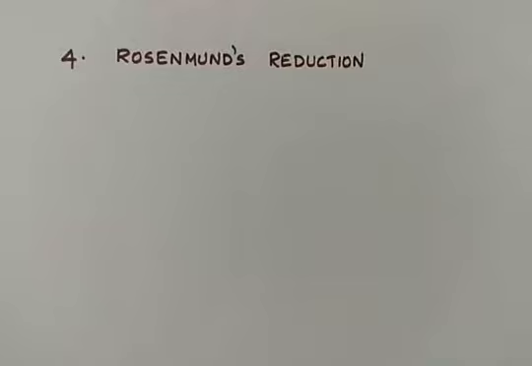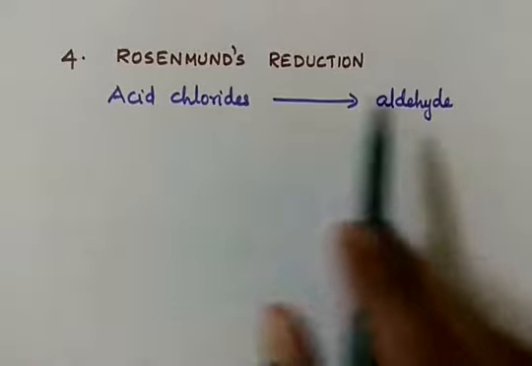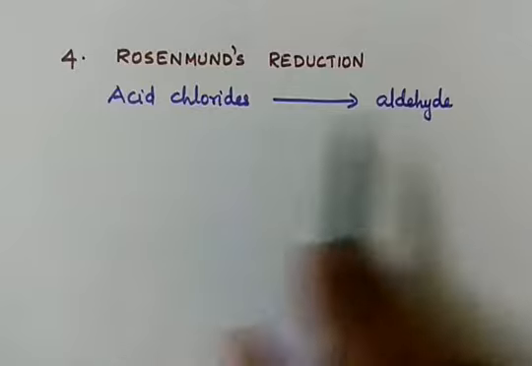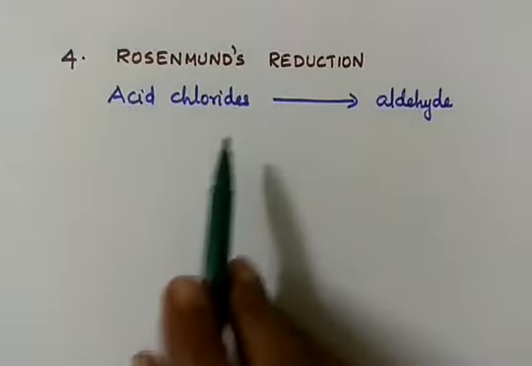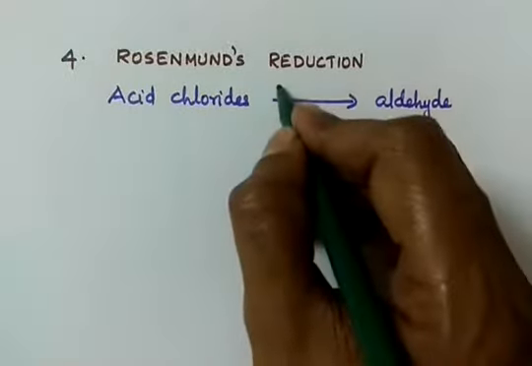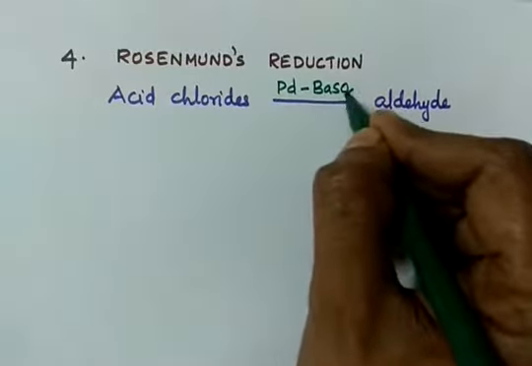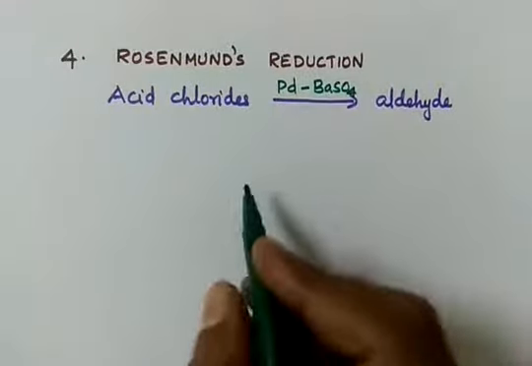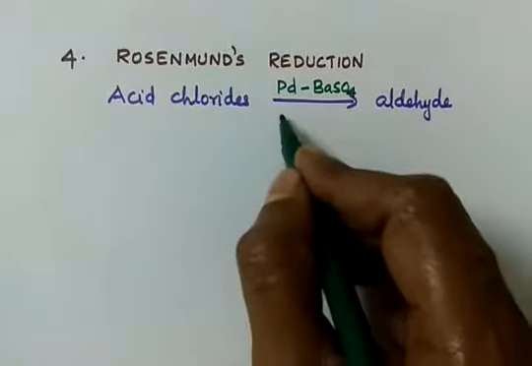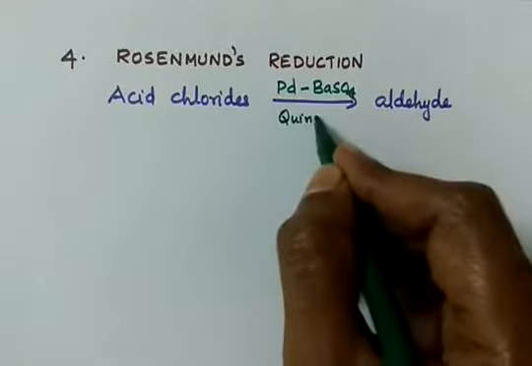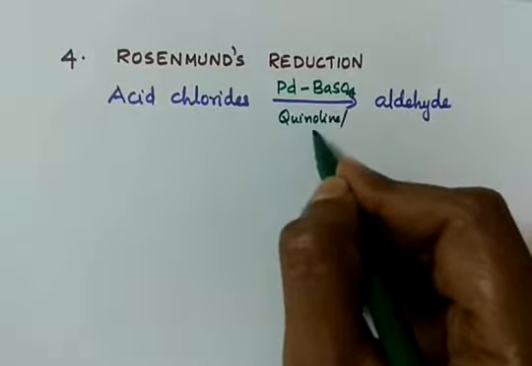Next is Rosenmund's reduction. Rosenmund's reduction is the catalytic reduction of acid chloride to aldehyde. Here acid chloride is converted to, or reduced to, aldehyde. And which is the reducing agent here? Palladium and barium sulfate, poisoned with quinoline or xylene.